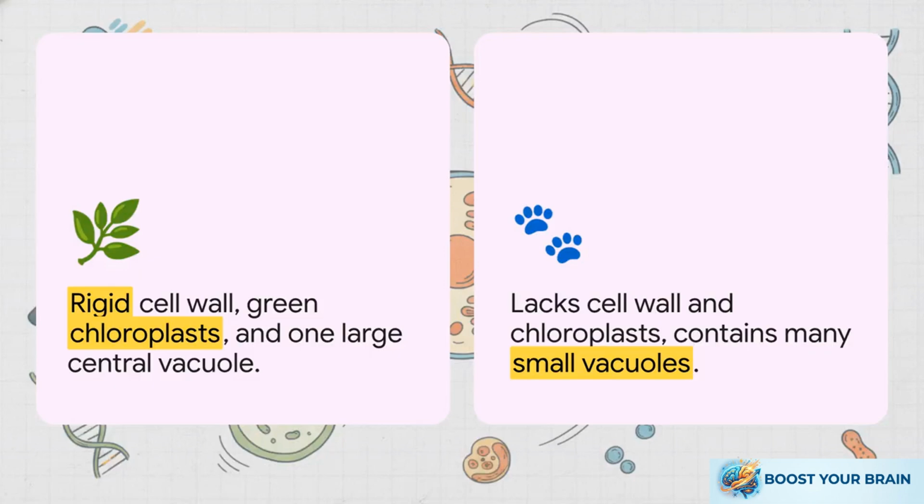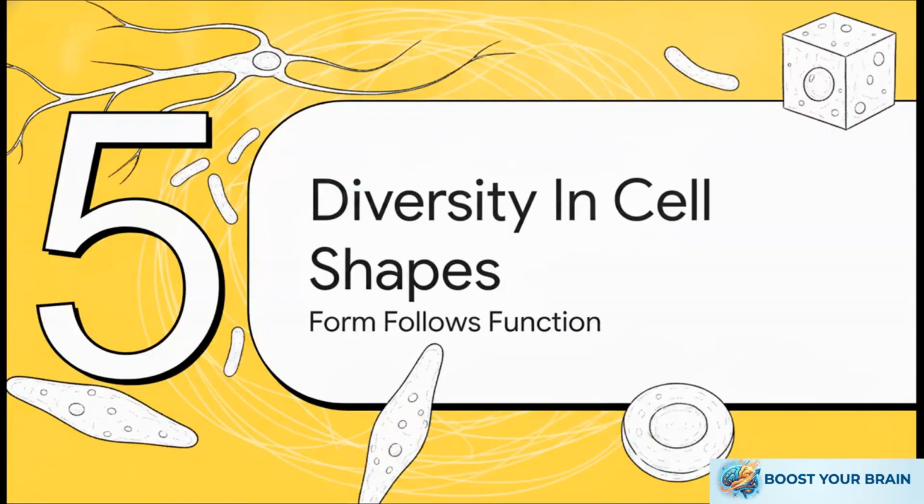Animal cells, conversely, lack both a cell wall and chloroplasts. And instead of one giant water tower for storage, animal cells contain many much smaller vacuoles. So the key takeaway here is that a plant's inherent need for rigidity and self-made food perfectly dictates its unique cellular anatomy. Next up, Section 5, Diversity in Cell Shapes.